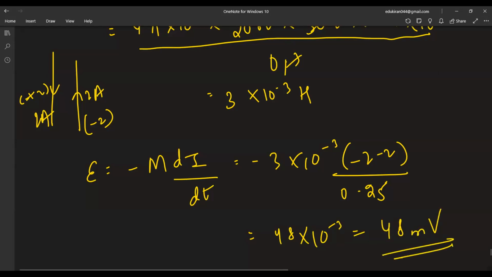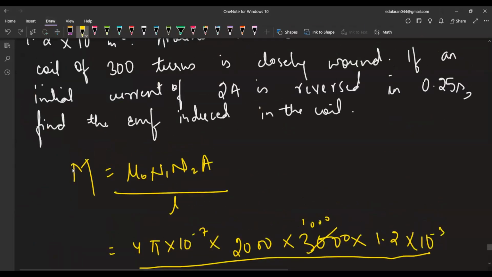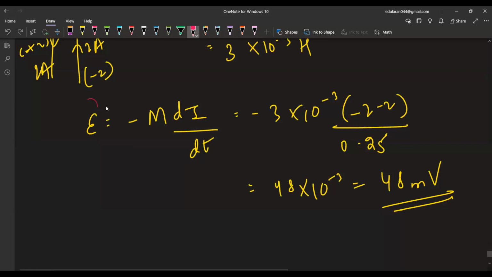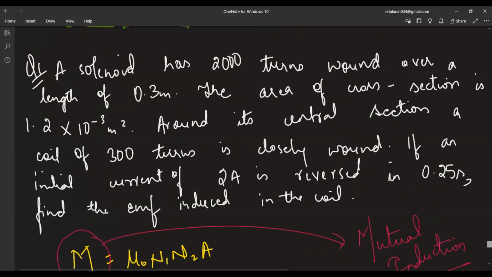This is the answer. Just the main thing, rest of the calculations you'll be able to do. The thing is that you have to relate that here. Firstly, mutual induction will be used. That is the first point. Second, you can use this mutual induction to get the value of EMF using the concept of this formula. Write it down. First the question.